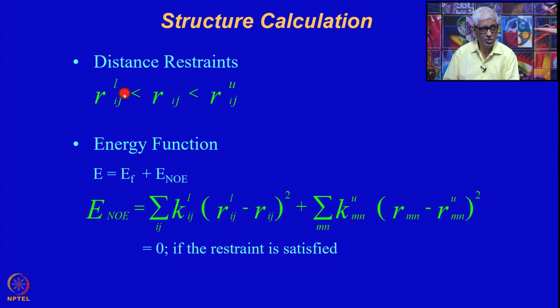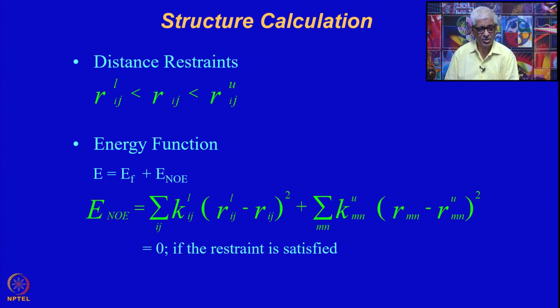Once you have the particular intensity, what we do is convert that intensity into a distance, and we say, okay, this distance must lie between these two limits, the lower limit and the upper limit. We do not say that the particular distance has to be exactly 2.5 or 2.6 angstroms like that. We will say the distance Rij, between the two protons I and J, should be between this lower limit and this upper limit. It may be between 2.5 to 3 angstroms or 3 to 3.5 angstroms.